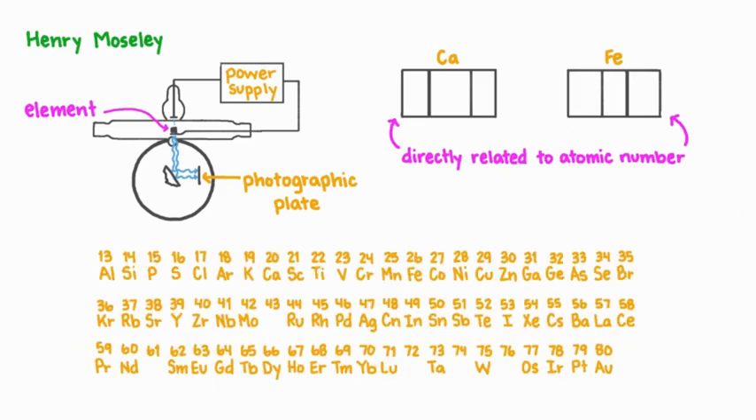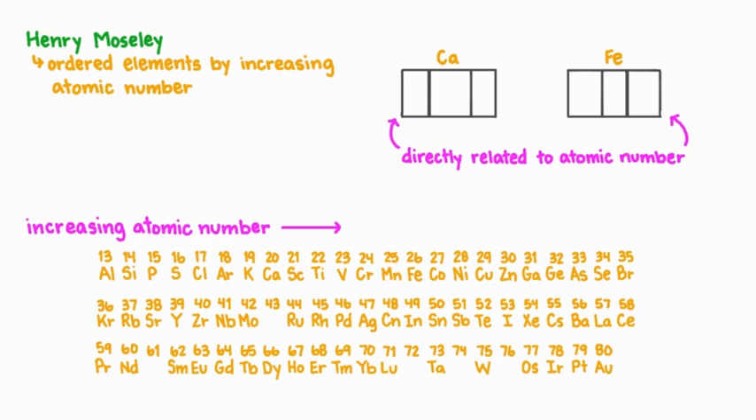Moseley performed his experiment with the elements aluminum through gold and found that the X-ray diffraction was directly related to atomic number for all of the known elements. Based on his findings, Moseley proposed that the elements should be organized by increasing atomic number, not by atomic weight. Here we've shown the elements listed in order of increasing atomic number in 3 rows, but in Moseley's original paper, these were listed in a single column.